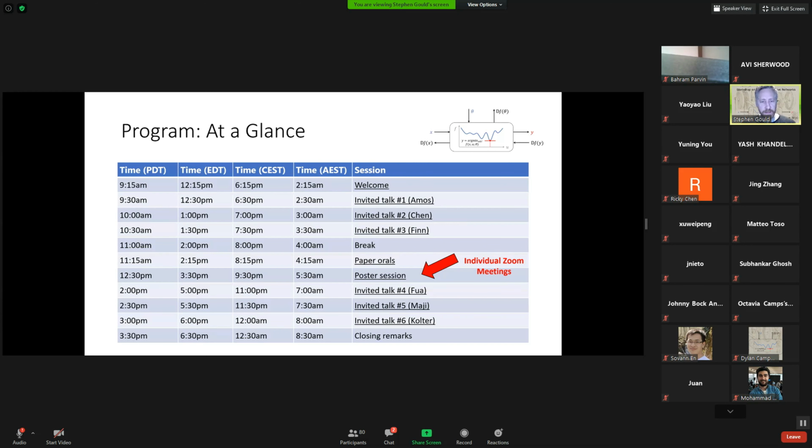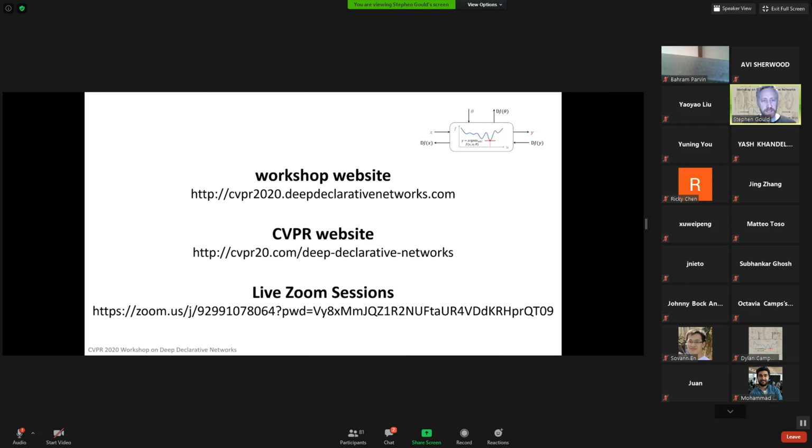Okay, so I think that's it in terms of the logistics. Here are the websites. Probably the most important one is the first one that's got links to everything, and that's the one that we can update in real time. But as I said, for the poster sessions, you'll need to go to the CVPR website and have a login there.